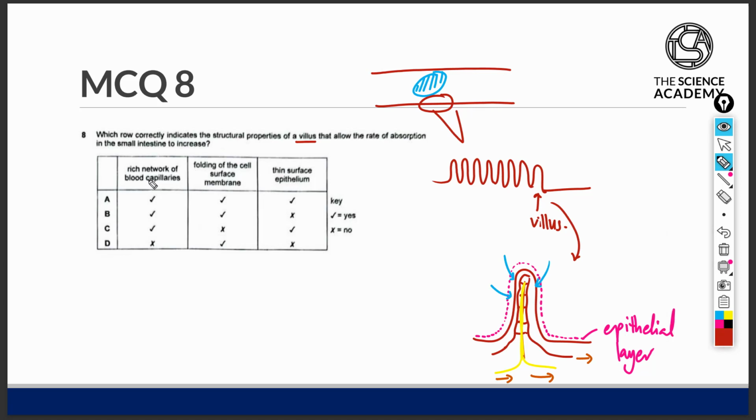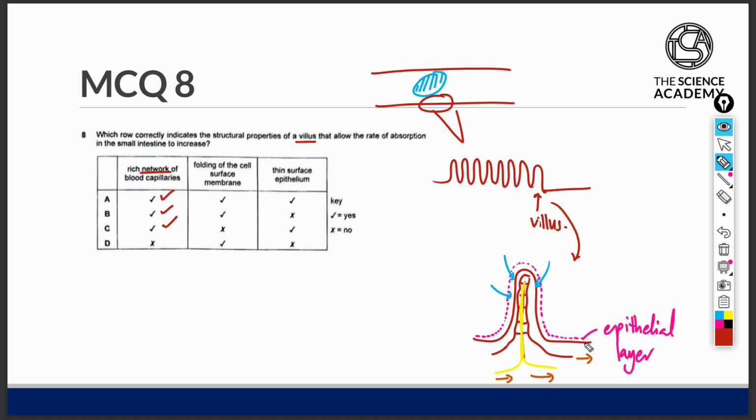So the first adaptation mentioned is the rich network of blood capillaries. This is true because the blood capillaries underneath the villus form a very dense, rich network, so that it is ready to accept all the food molecules that diffuse into the villus and bring them away to the rest of the body. This will help maintain a steep concentration gradient of the food molecules, such that all the digested food molecules can continue entering the blood capillaries, since those that have diffused in will be brought away quickly due to this rich network of blood capillaries.